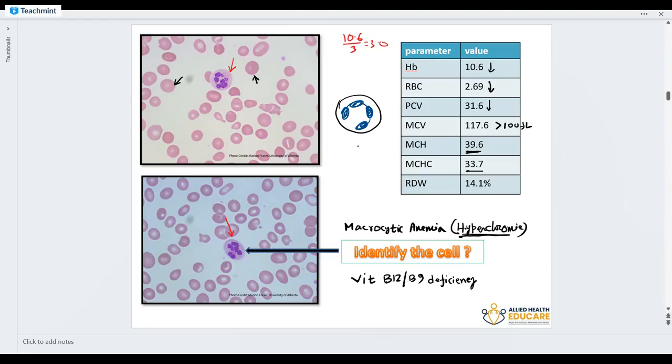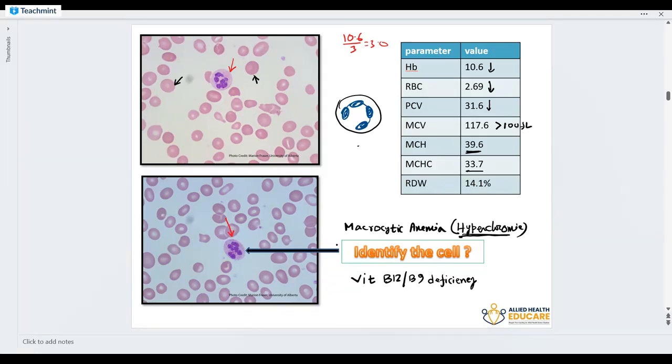So vitamin B12 deficiency or vitamin B9 deficiency leads to the inhibition of DNA synthesis. If there is a vitamin B12 or vitamin B9 lacking, it leads to the inhibition of DNA synthesis, or there is an impaired DNA synthesis. This impaired DNA synthesis causes RBC size to get bigger. So this is called macrocytic anemia.